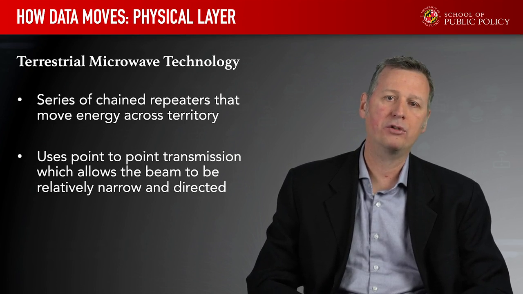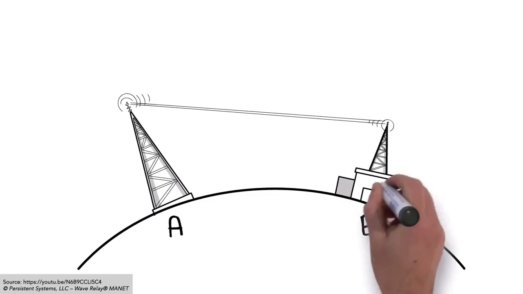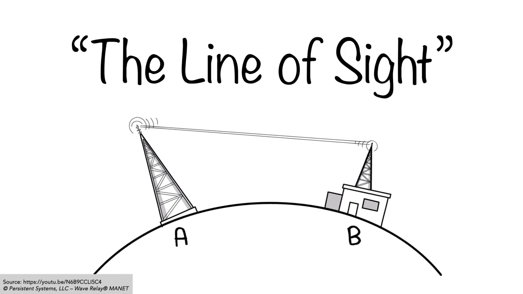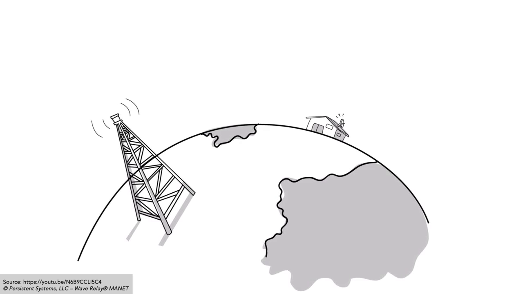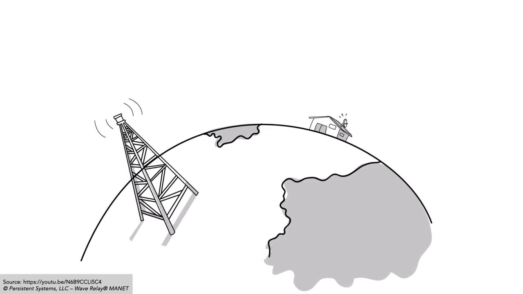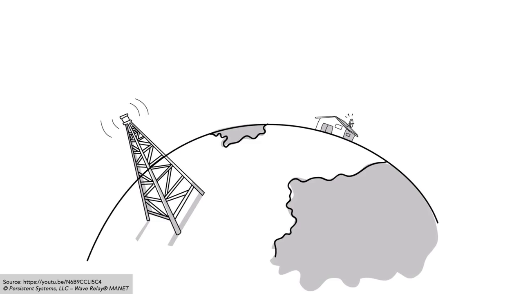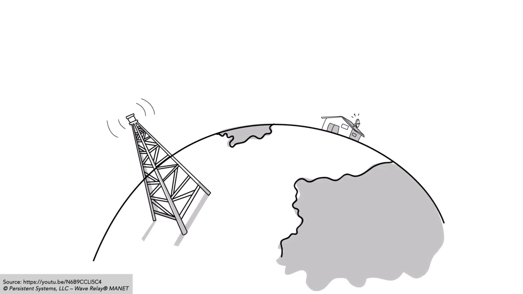The key for terrestrial microwave is that it uses what's called point-to-point technology, meaning that the beam that is transmitted goes from one point of the earth directly to another point of the earth. And it has to be what we call in the line of sight. There's some challenges with that because, as we know, the earth is round. If those two repeaters are not close enough together, then the curvature of the earth will cause that beam of energy to shoot out into outer space.